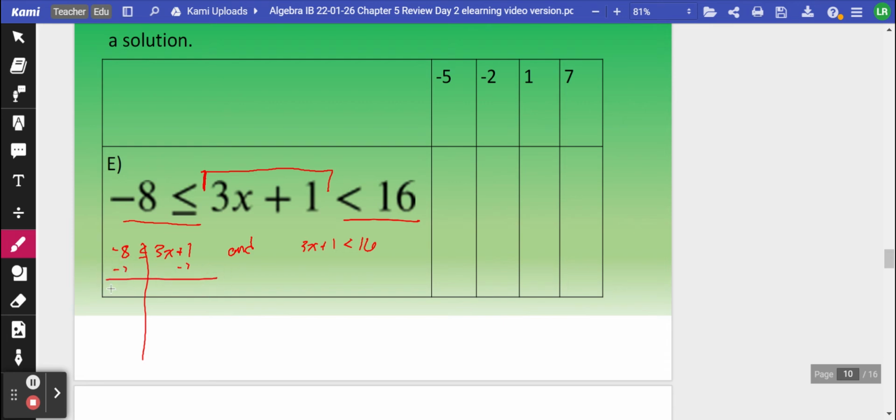Minus 1, I get negative 9 is less than or equal to 3x. Divide by 3, and negative 3 is less than or equal to x. Remember, for graphing purposes, this does need to be rearranged. I need the x on the left, so I make sure I graph correctly. Eating the x. Second one, minus 1. I get 3x is less than 15. Divide by 3, and x is less than 5. Okay? Doesn't need to be rearranged because x is already on the left.